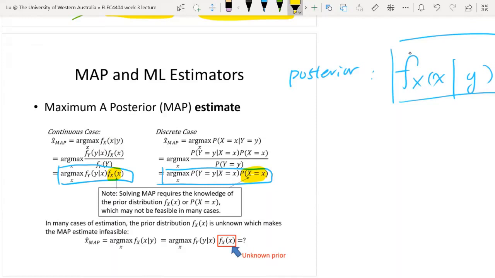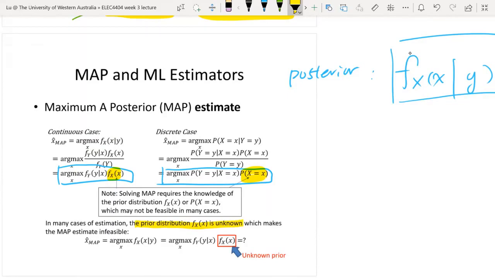If you want to know which X hat you want to get, you must know the prior distribution. Prior distribution is a distribution of the input variable X. Okay, we must know this one. But in many cases, the prior distribution is unknown to us.